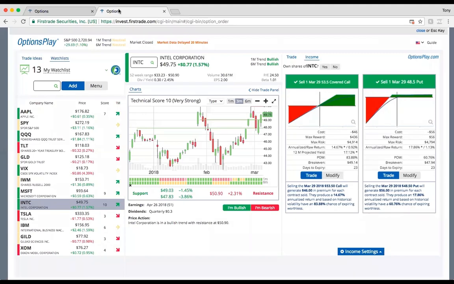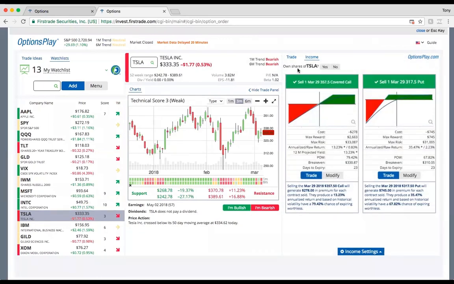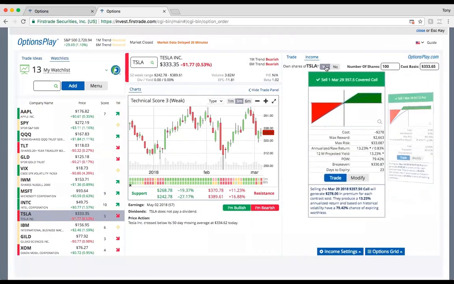Options Play does all of that work for you. Once you put in those settings, all you have to do is click on a stock, and it will instantly tell you what is the optimal covered call to sell or what is the optimal short put to sell if you are looking to generate some income that way. You can enter the number of shares that you own. So let's say you own 300 shares of Tesla. It will break down this trade to you in plain English.